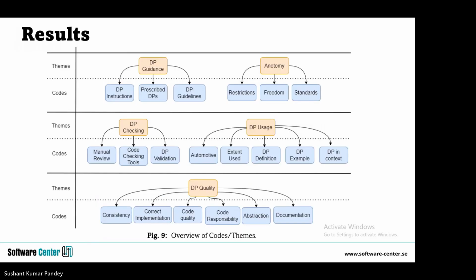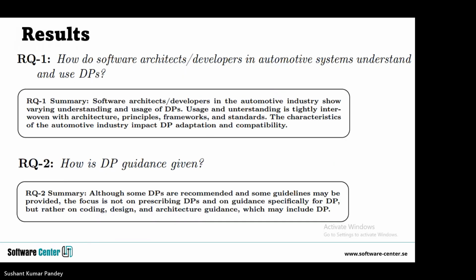So basically, this is the result that we got. We found five important themes based on our interview: about guidance, about anatomy, about validation and checking, about usage of design patterns, and about quality of design patterns. I will go through the summary of each of the research questions, and then I will conclude the work.